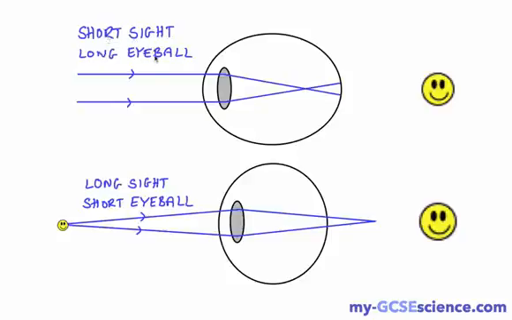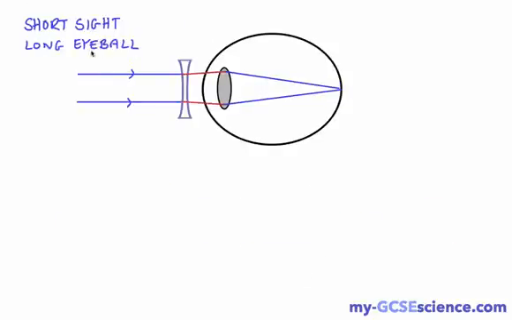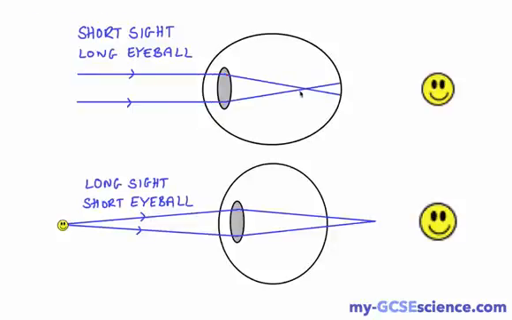Someone who is short-sighted has no difficulty with objects that are near, they have difficulties with seeing things that are further away, and the opposite way around for long-sighted people. Now what can we do about this? Well, we can use lenses to help correct vision. So here is our person with short sight, and they've got a slightly longer eyeball, and you can see here that the image is being focused before it reaches the retina.